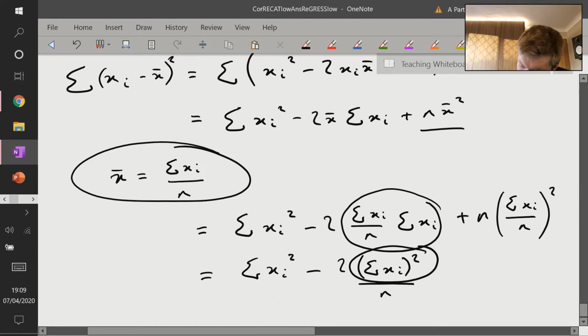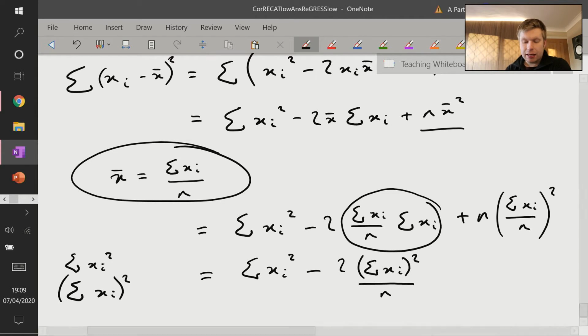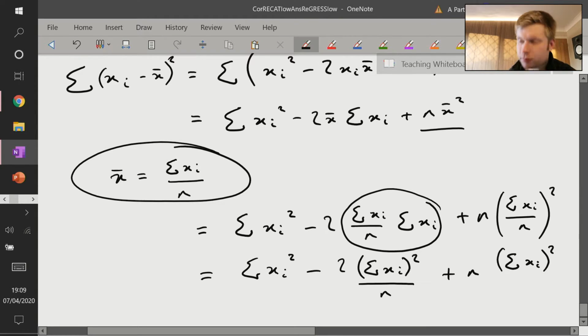Because the first thing, sum of xi squared, is literally saying square all your data values first, then sum them. Whereas when I'm talking about this, the sum of xi all squared, I'm saying add all your data values together first, then square it. So the order is different, so they're not the same, right? And then on the last thing, if I have a fraction which I square, I just square the top and square the bottom. So I get the sum of xi all squared, so square the top, over n squared on the bottom.